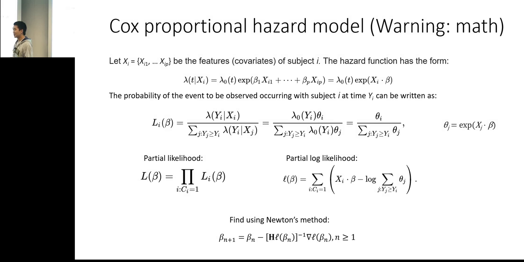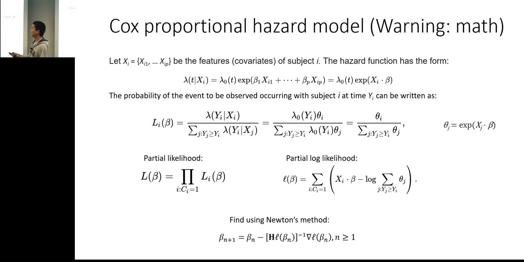So now I'm going to talk about the Cox proportional hazard model very fast. Like I said before, it's one of the most popular models for survival analysis. It's the simplest model possible. It is the linear regression or the logistic regression of survival analysis. So, warning, it's going to be a little bit of math. If you don't like math, you can ignore what I say for the next few seconds.